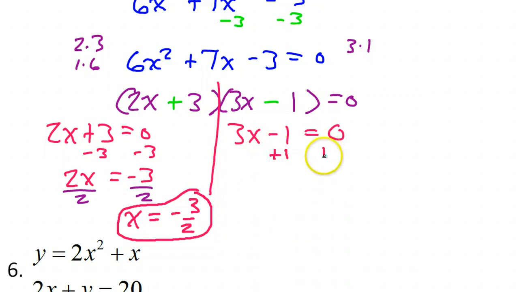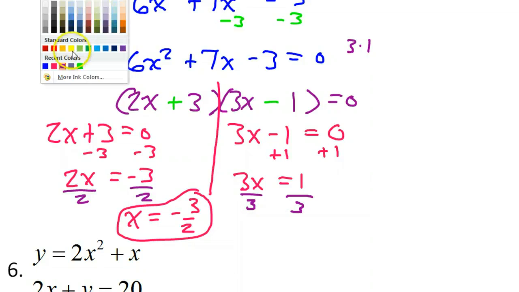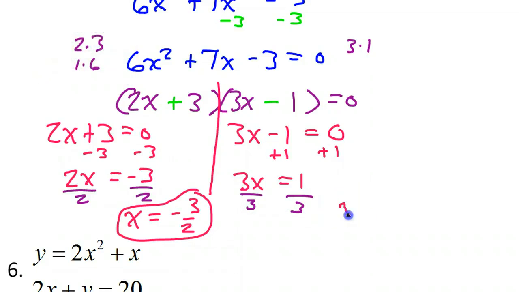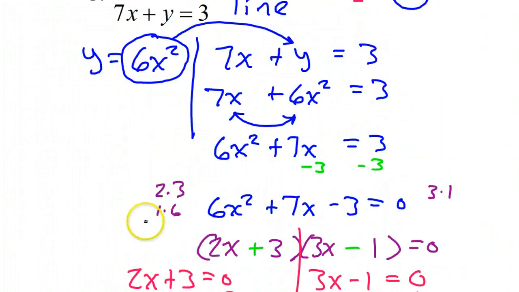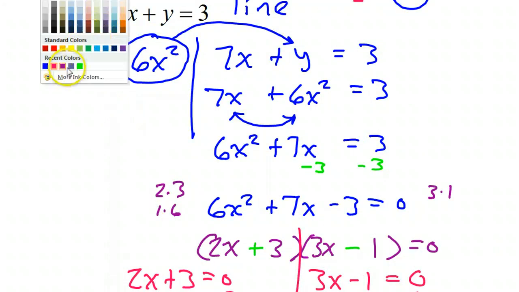I'm going to add 1 to both sides here, so that'll give me 3x equals 1. Then I'm going to divide both sides by 3. And so that's going to give me x equals 1/3. That's another x value. These are fractions and all, and don't use decimals, please, use fractions. But I still need the y values to go with them. So negative 3 over 2 and 1/3. So let's make that t-chart.